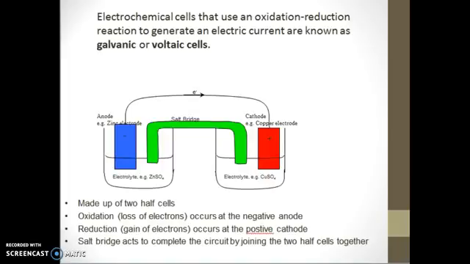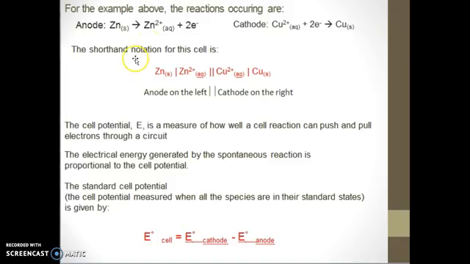What happens in this reaction? For example, at the anode, zinc gives rise to Zn2+ plus 2 electrons. At the cathode, Cu2+ plus 2 electrons gives rise to copper. The shorthand notation for this cell is zinc and zinc sulfate, separated by a salt bridge from copper sulfate and copper. So the anode is on the left side, and the cathode is on the right side.